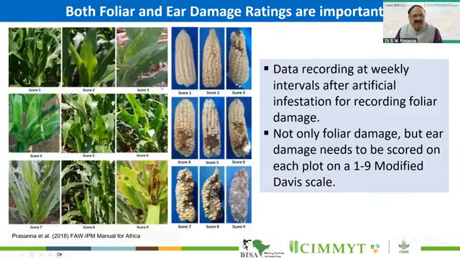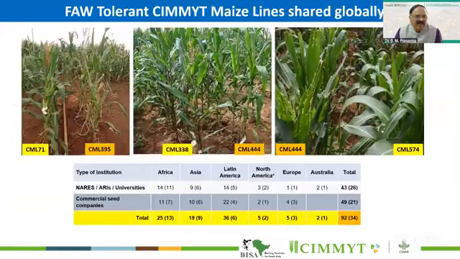Not only foliar responses, but also the ear responses need to be recorded under artificial infestation. Right from score 1, that means absolutely no effect, to score 9, where all the kernels were eaten away by the fall armyworm, because the insect can bore through the silk as well as through the ear husk and then cause extensive damage. This data recording is very critical. Don't look at only foliar data, but also the ear data.